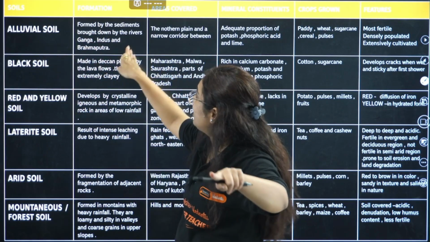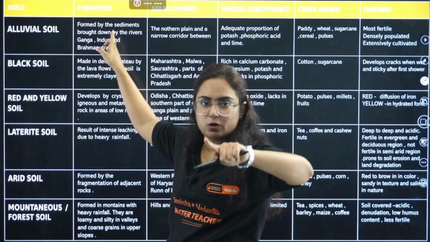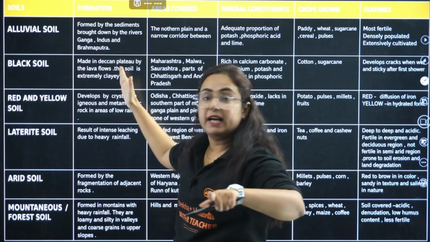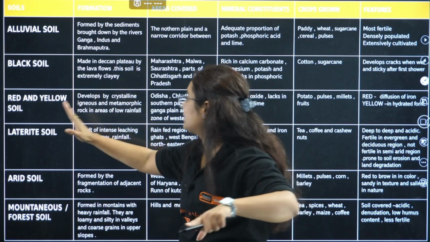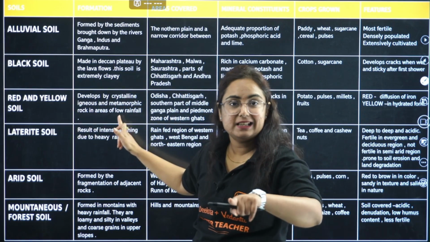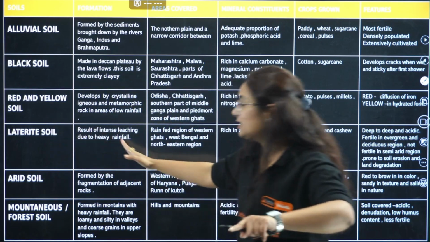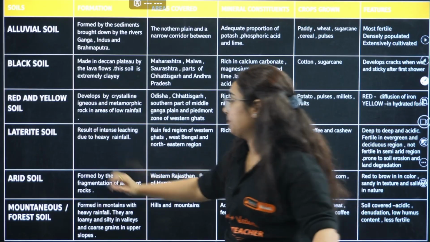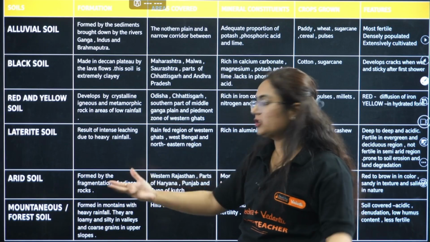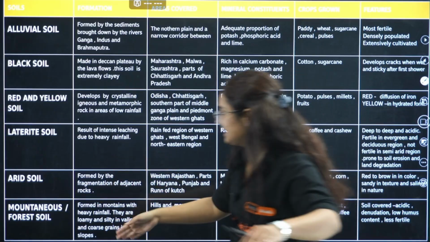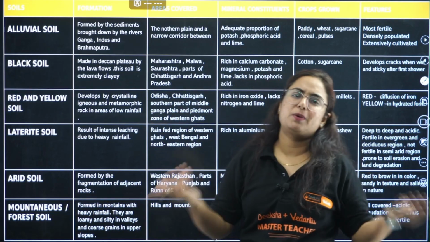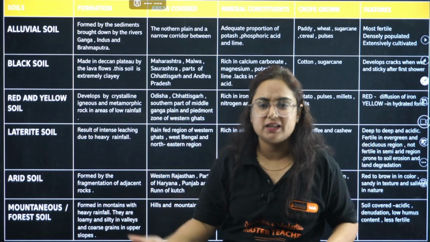Because of the interplay of sediments brought by 3 rivers. I just told you how black soil is formed. It is formed because of lava flows. Red and yellow, from crystalline, igneous and metamorphic rock. Laterite soil because of intense leaching. Arid soil, fragmentation of adjacent rocks because no moisture is there. Mountainous, it is because of good rainfall, temperature, etc.